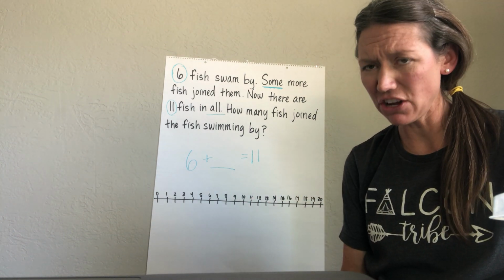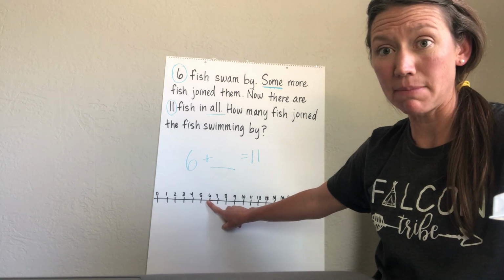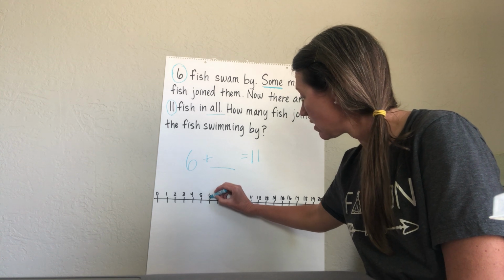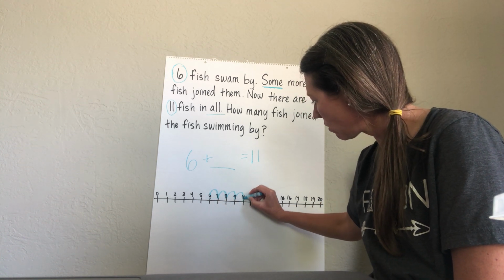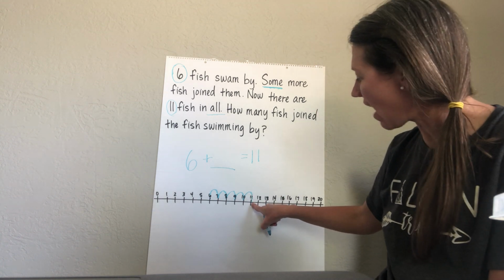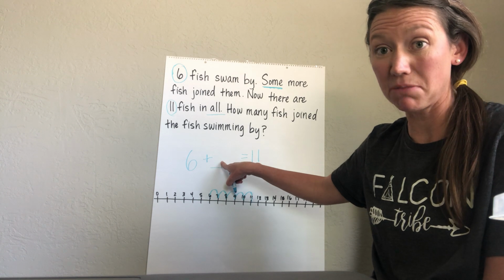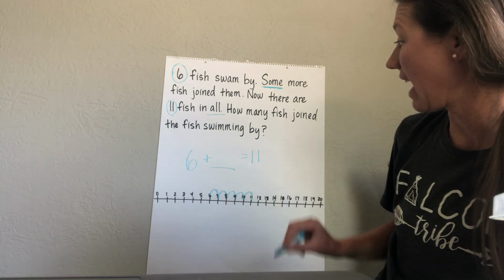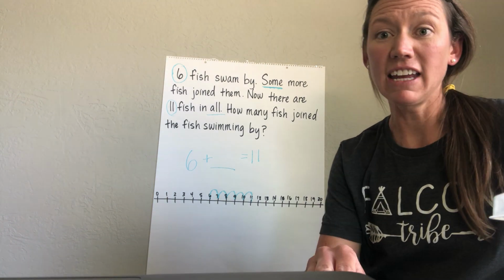Well, how can I figure that out? Well, there's a few ways. I could start at 6 on my number line, and I could go up to 11, like this. I'm going to count 1, 2, 3, 4, 5. Ooh, I did 5 frog hops, and I ended up on 11. Do you think that maybe it could be 5 that goes there? This is called a missing addend, okay? I could figure out that way. It could be 5.